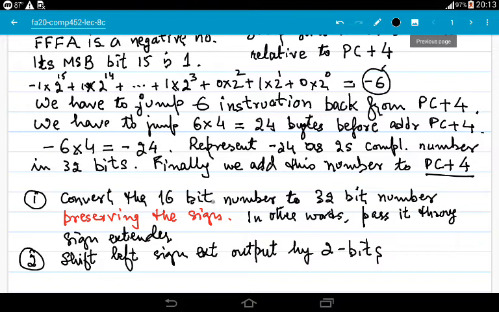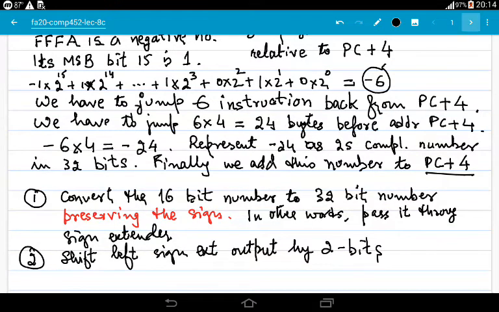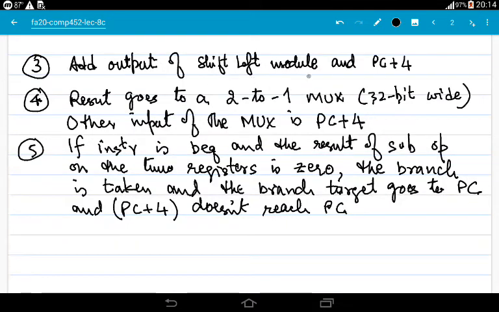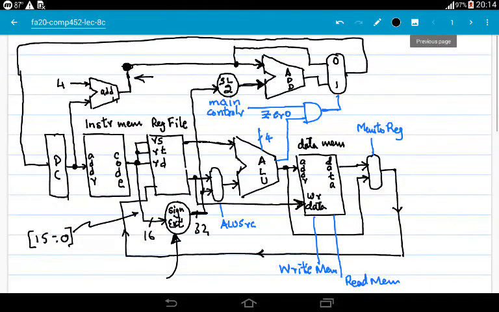So the first step is to convert the 16-bit number to a 32-bit number, preserving the sign. In other words, pass it through the sign extender. Then shift the sign extender output left by 2 bits, and then add the output of the shift left module and PC plus 4. We did that. This is where we are doing this. We are adding PC plus 4 and the output of the shift left 2-bit module, and the result is going into this multiplexer, and the other input of the multiplexer is coming from PC plus 4.